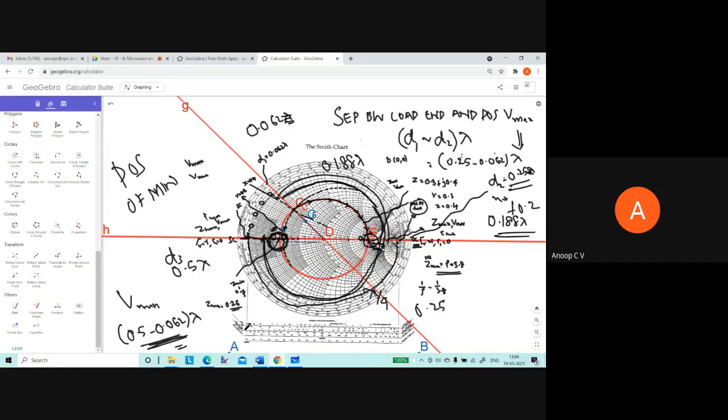Can anyone tell me 0.5 minus 0.062? 0.438, right? 0.438 lambda. So this much lambda, if you travel from the load end, you will find the first minima. Then it will repeat every lambda by 2, right? So that is what we have done today. So I'll just quickly recap and we'll end.